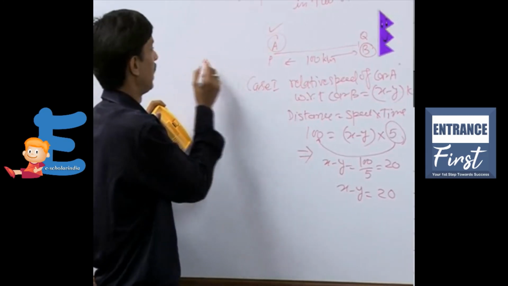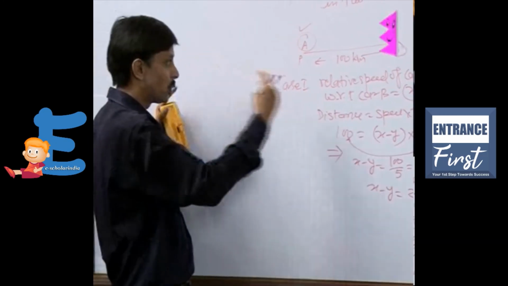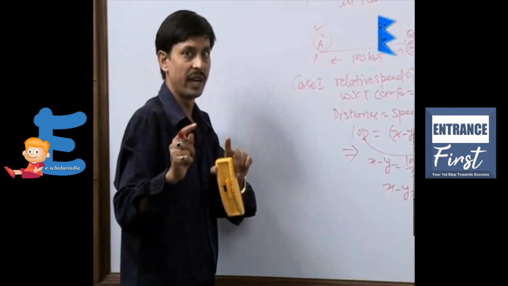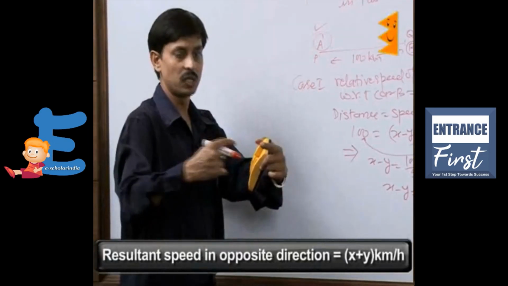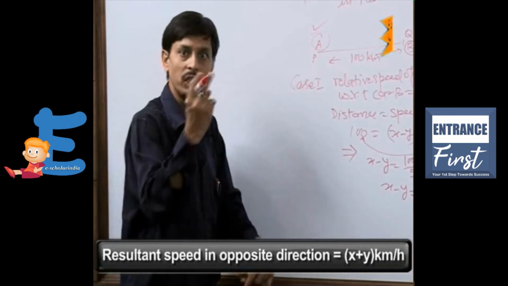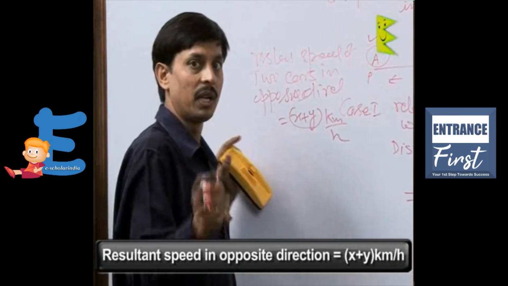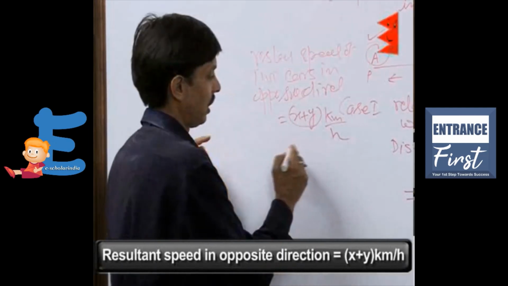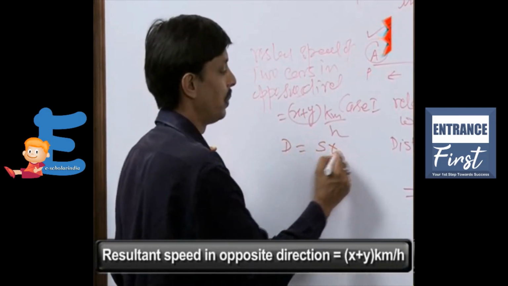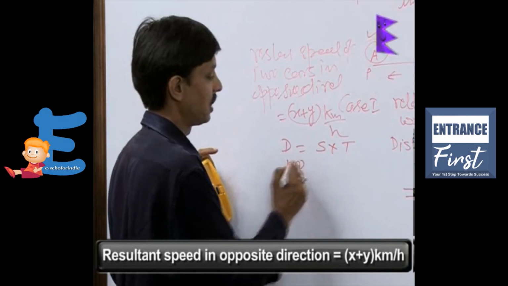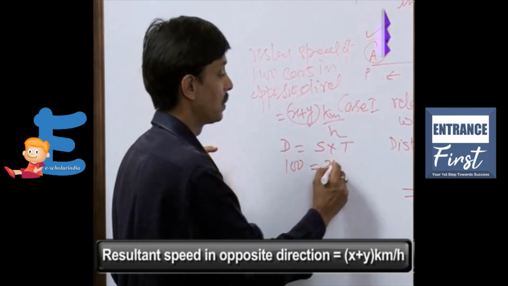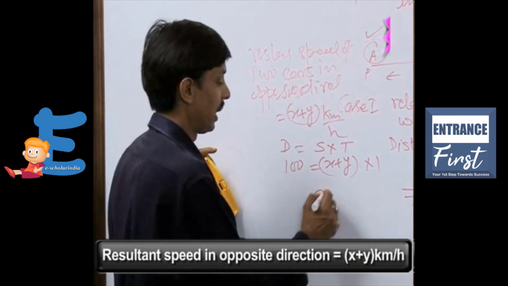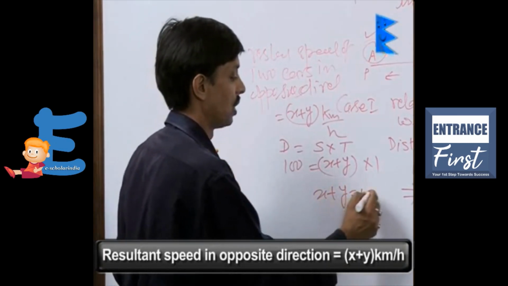Case 2 is that the two cars are moving in the opposite direction, and in the opposite direction the resultant speed is obtained by adding the two speeds. The time taken to meet is 1 hour, and distance is equal to speed into time. Distance is again 100 kilometers, speed is x plus y, time is 1 hour. So x plus y is equal to 100.